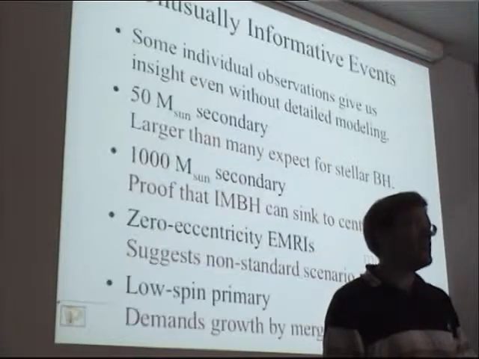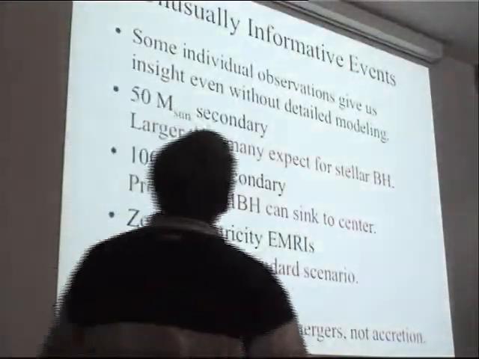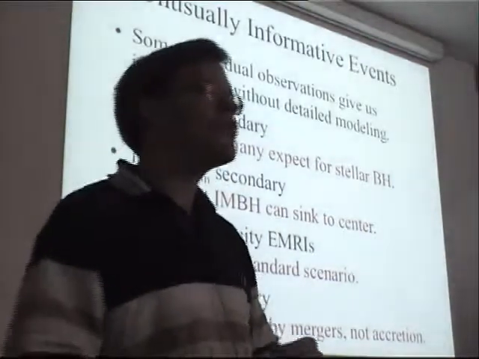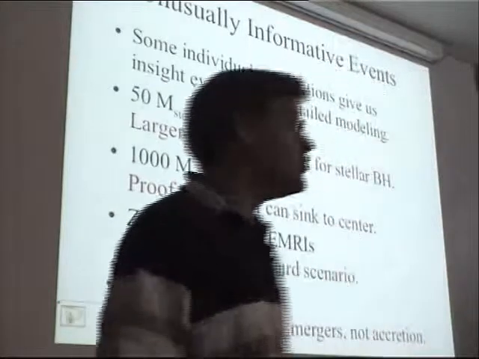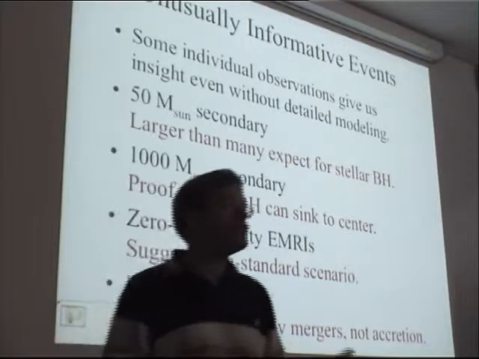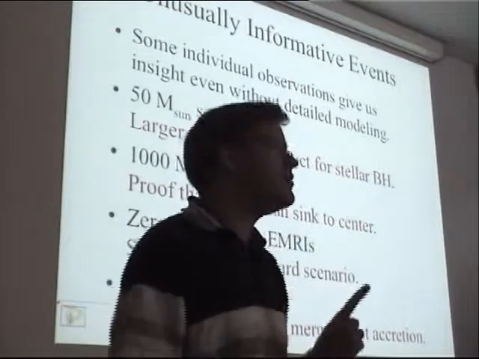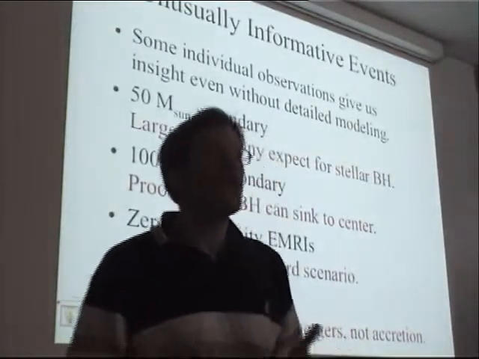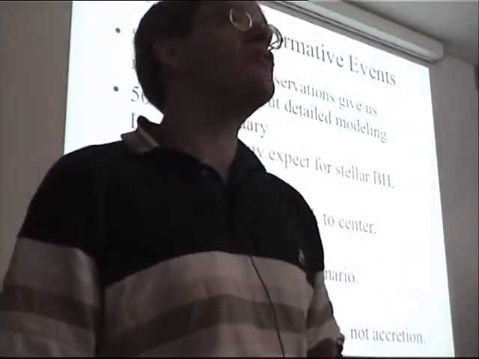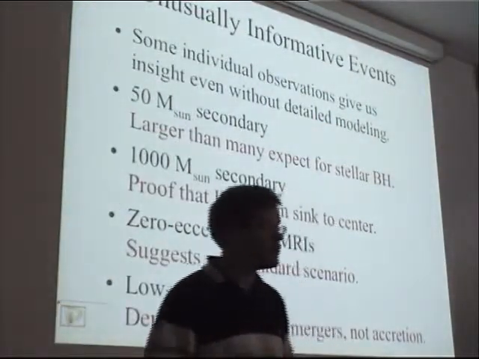In addition to that, another aspect of the cream off the top, relatively straightforward, would be that you can have what you might call unusually informative events, the odd things for which even a single example is going to tell you something. Examples are here. Suppose that you have an EMRI with a 50 solar mass secondary. Just one of those, one anywhere in the universe, tells you that it is possible to get black holes of that mass, probably from stellar evolution, in contradiction to much of the understanding in the literature about how black holes are formed now from massive stars.